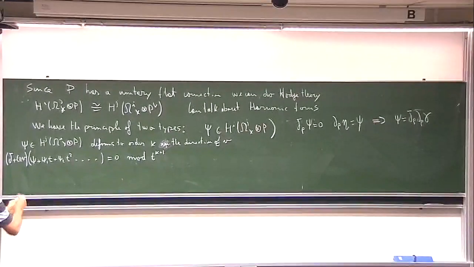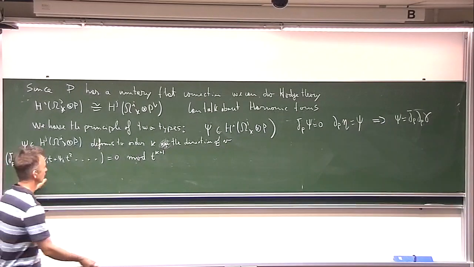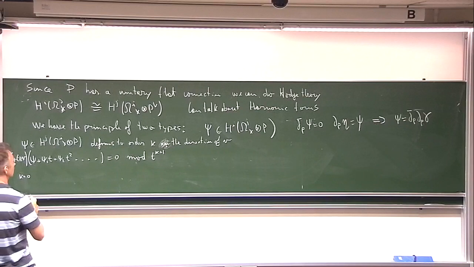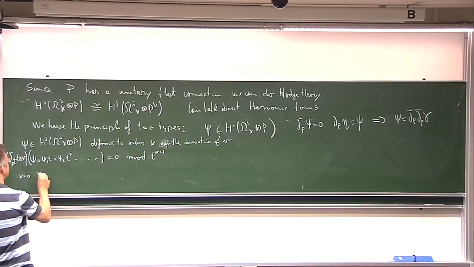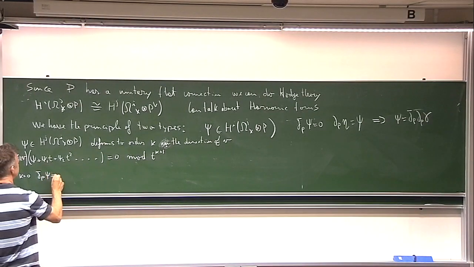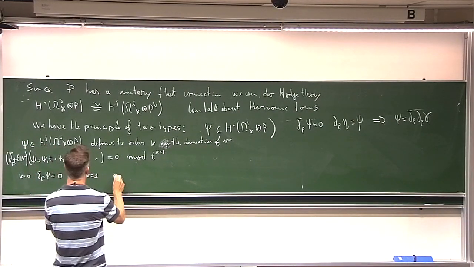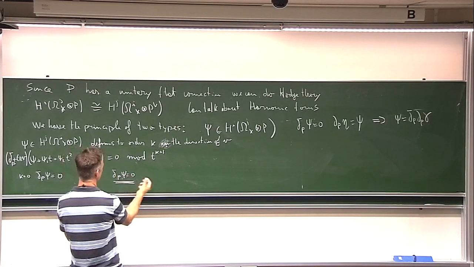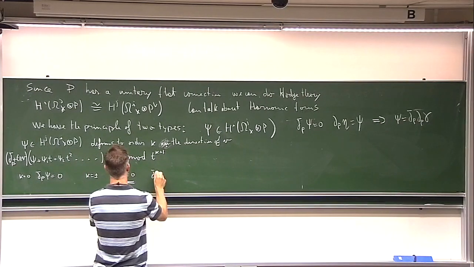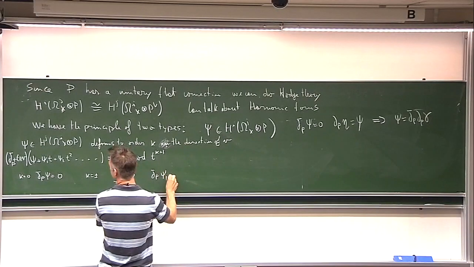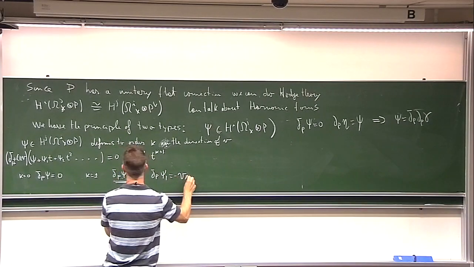So let's see what that means. If I set k equal to 0, I'm doing this modulo t, so I'm just requiring that del bar_P of ψ is equal to zero. It represents an element of the cohomology class, so it better be a del bar closed (i,j)-form. So this is just saying that we have a class to begin with. When k is equal to 1, what this says is, of course, del bar_P ψ is equal to 0. This is the initial data. But then we also have del bar_P ψ_1 is equal to minus v wedge ψ.